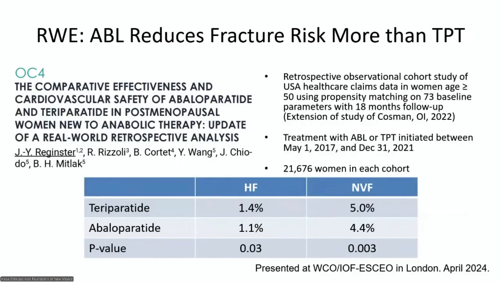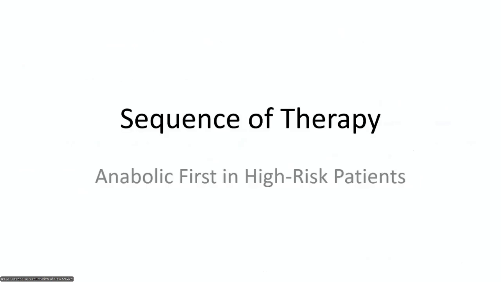More real-world evidence. This was presented this year at the IOF meeting in London, showing comparative effectiveness of abaloparatide versus teriparatide. And here we see that the evidence in this study shows a greater reduction in fracture risk with abaloparatide. So I think unlike health plans or some people who may think that all osteoporosis drugs are pretty much the same, there are not only differences in mechanism of action, but there are differences in their efficacy.